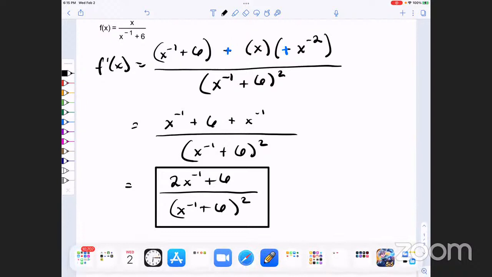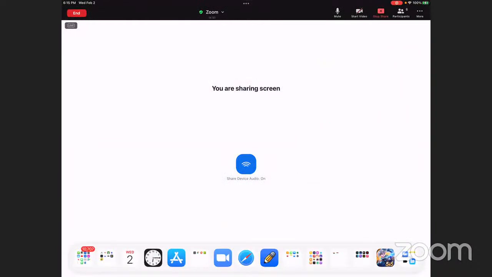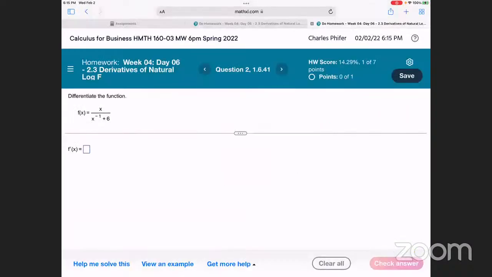So if we go first, let me check Zoom really quickly. Check my waiting room. Okay, the waiting room looks clear. Chat looks clear. So then let's go here, and let's go to view an example.